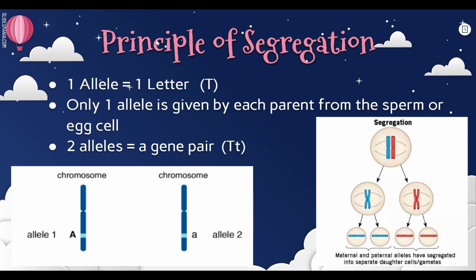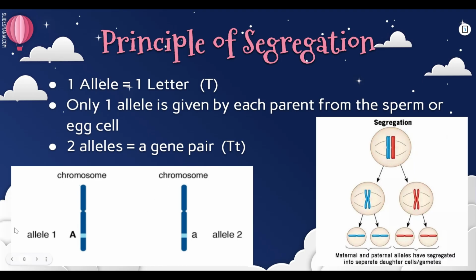So, principles of segregation. One allele equals one letter, right? And again, the letter is just representing a gene. One allele is given by each parent from the sperm or the egg cell. Two alleles are a gene pair, right? So two alleles means that one came from the mom and one came from the dad.